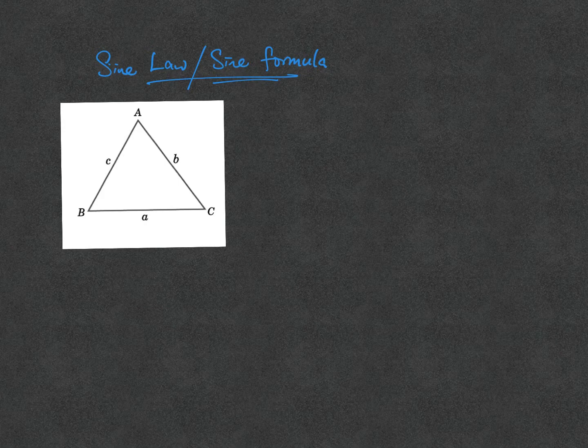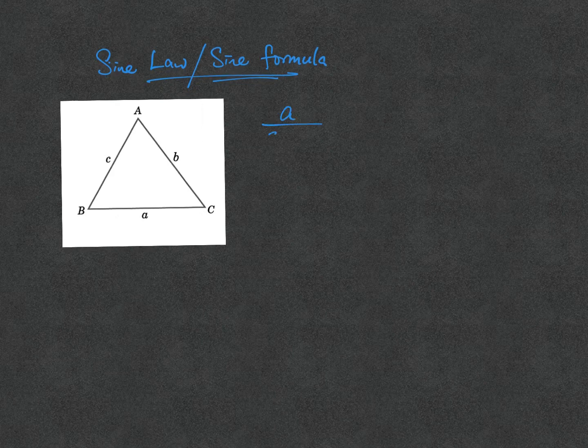The sine law, or sine formula, is a very useful way to help us find the lengths and angles in a triangle. The formula is given by a over sine A, b over sine B, and also c over sine C. These ratios are equal to each other. We are not going to prove this formula, but to learn how to apply it.